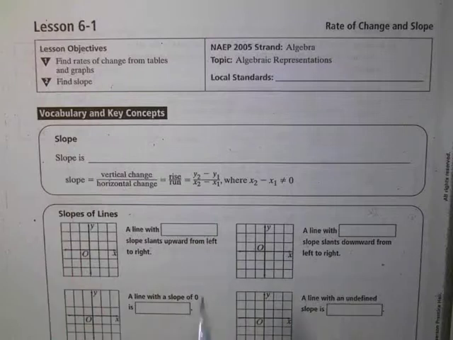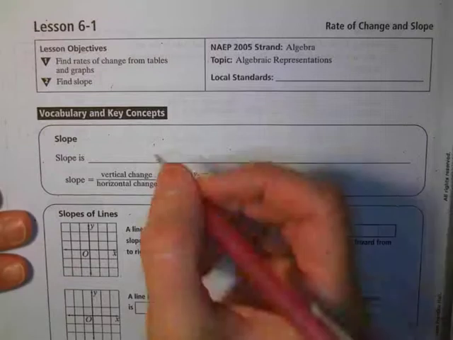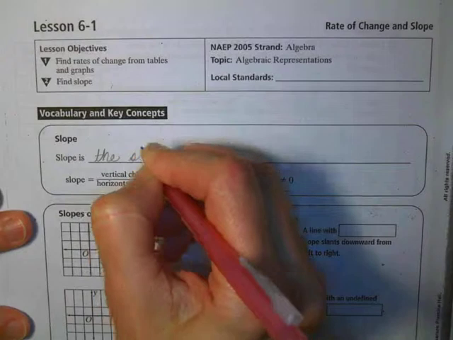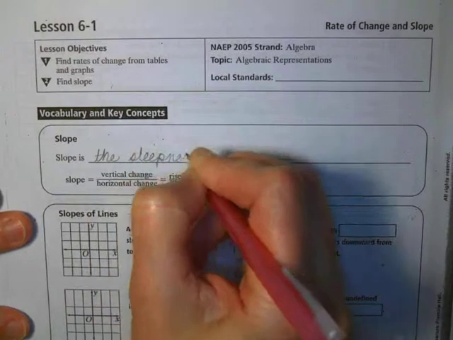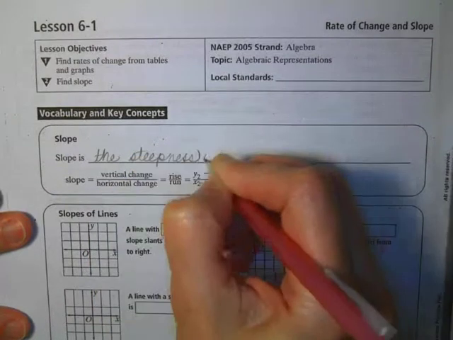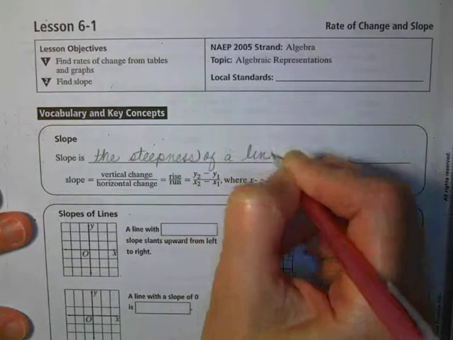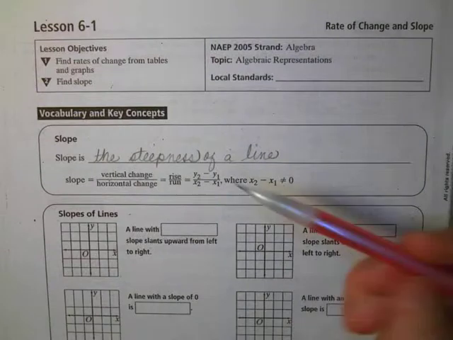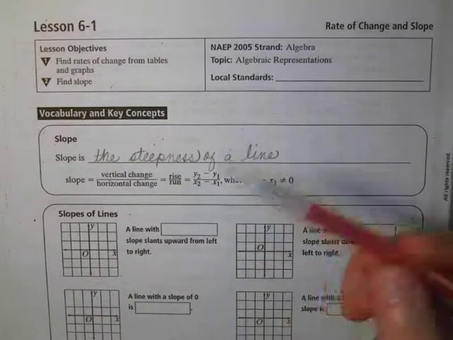Okay, first of all, let's start with our big definition for this section and really this chapter, slope. Slope is simply defined as the steepness of a line. Okay, but there's also several other ways to look at it as well. It's the vertical change over the horizontal change between two given points on a line. Rise over run.